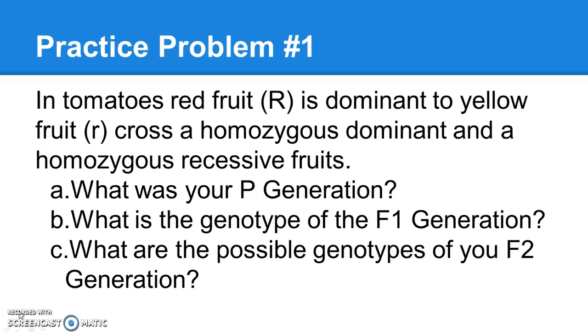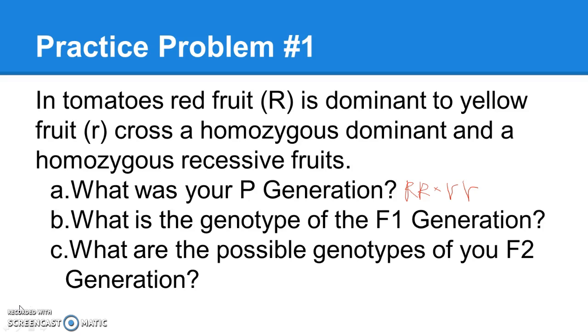So practice problem 1. In tomatoes, red fruit is dominant to yellow fruit. Cross a homozygous dominant, which means capital R, and a homozygous recessive fruit. So, what is your P generation? Write that down, and I'm going to bring it back. Your P generation is just your homozygous dominant by your homozygous recessive, so you should have capital R by lowercase r, just like I have here.